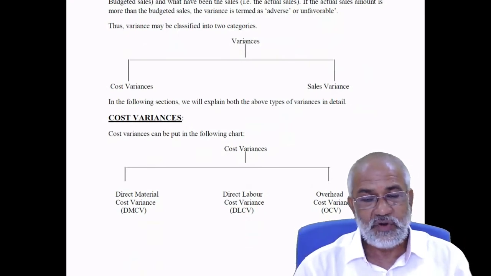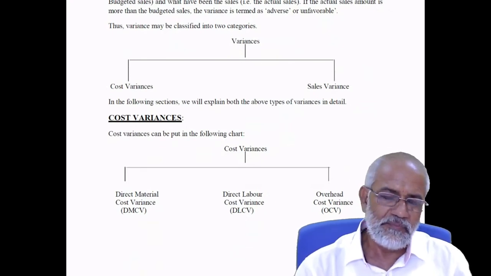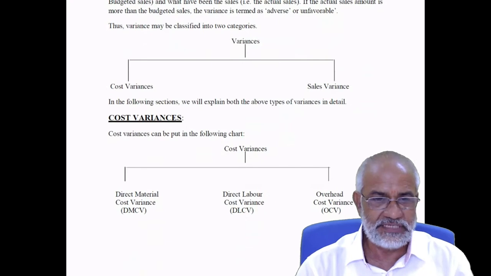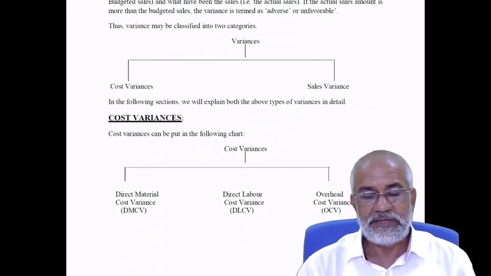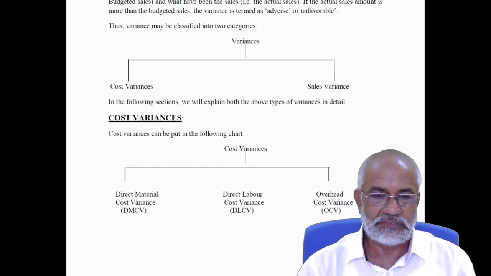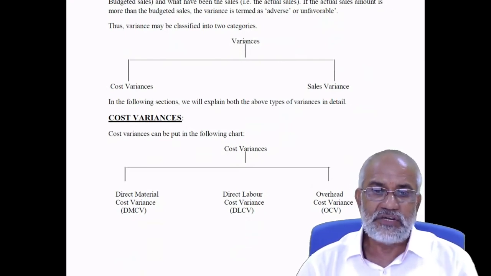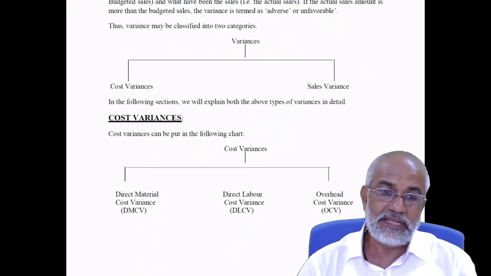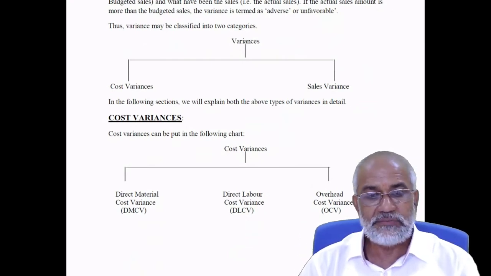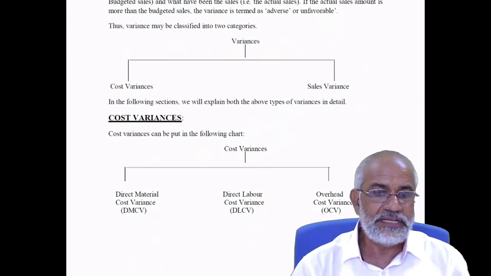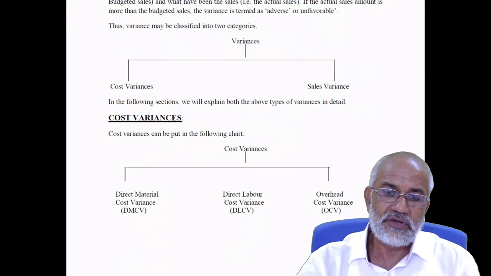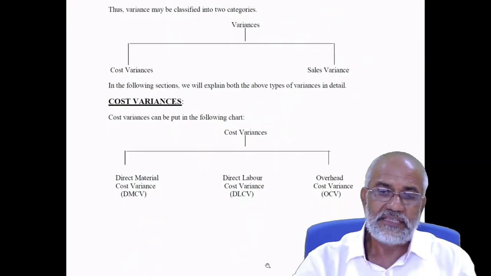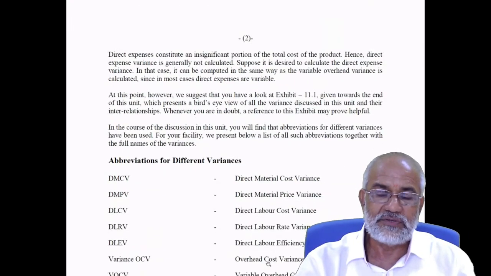Costs, as you know, the main components of the costs are of three categories. One is the direct material, another one is the direct labor, and the third one is the overhead cost. Accordingly, the cost variances have been categorized into three categories. Direct material cost variance, in short called DMCV. The second one is the direct labor cost variance, in short DLCV. And the third one is the overhead cost variance, OCV.